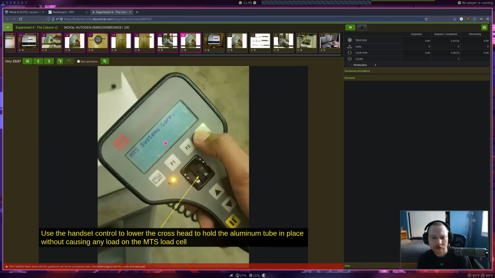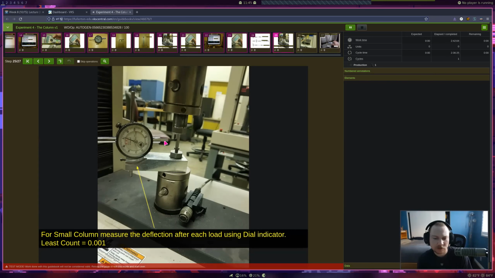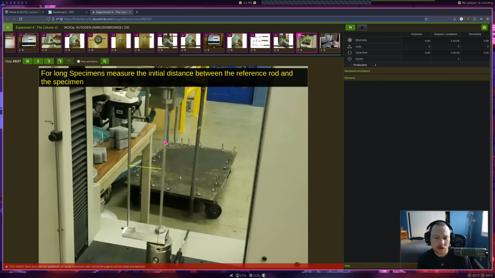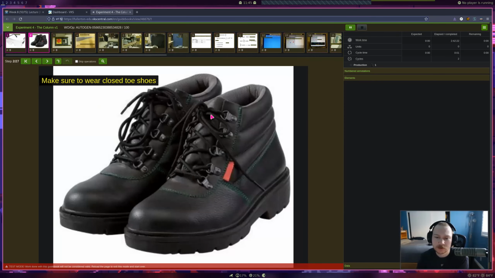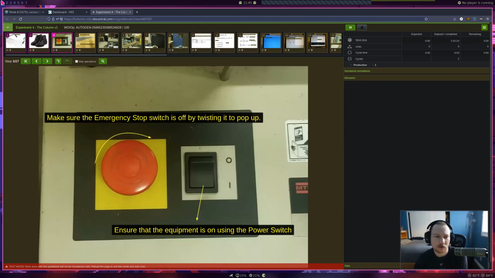Alright, and let's see, there's one more picture that's useful. So you see we got a short column here, and here is a long column after it's already failed. So this is probably the 12-inch column, and you can see that because it's a long column, it's going to deflect outwards quite a lot. Alright, so that's a little preview of what it's going to look like.